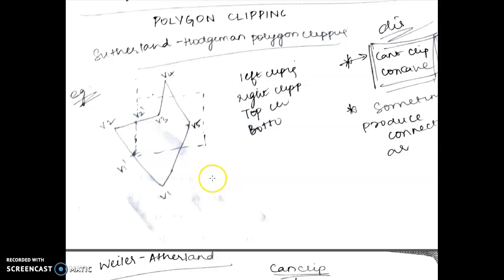So we'll see it with an example. Consider this polygon V1, V2, V3, V4, V5, and consider this dotted line as the window. What this algorithm does is it finds the intersection point between the window and the polygon line using the line clipping algorithm, that I told you about in the last class using opcodes. So using opcodes, it finds the intersection point, and it does a series of four clippings.